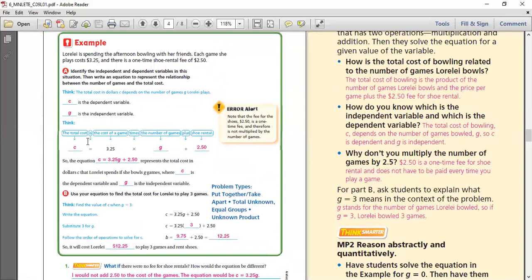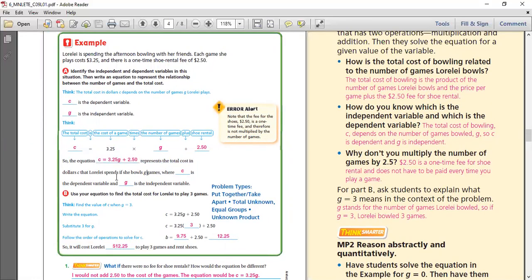So the total cost to play the game, that's C, because the total cost depends on how many games she plays, right? That's why this is dependent. The total cost of the game is dependent because it depends on how many games she is playing. So how many games she's playing is G, which is the independent variable, plus the shoe rental. So your equation will be like this.